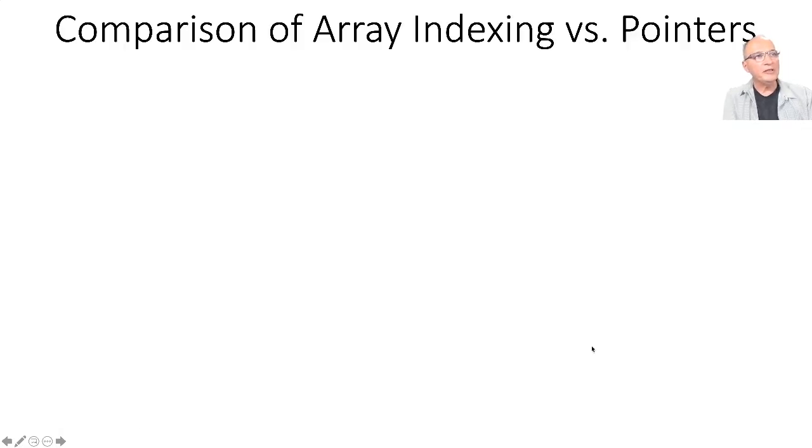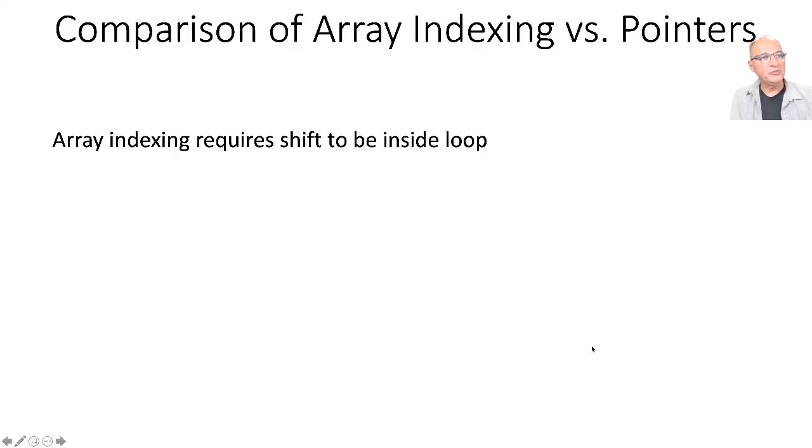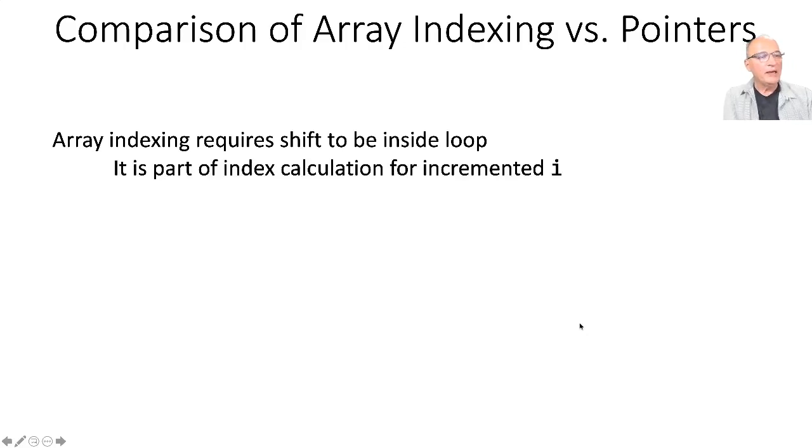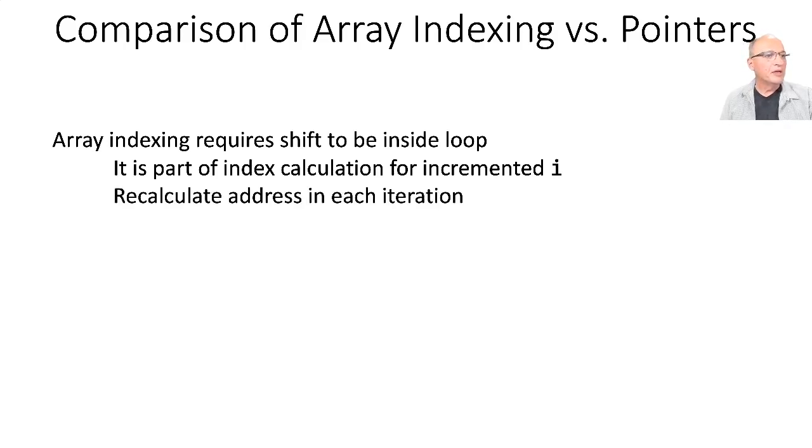So if I compare the array index versus pointers, what I see is that the array index requires a shift to be inside the loop. That's to compute the multiplication by 4. And that shift is part of the index calculation for the incremented i. And I need to recalculate the address at every iteration of the loop.